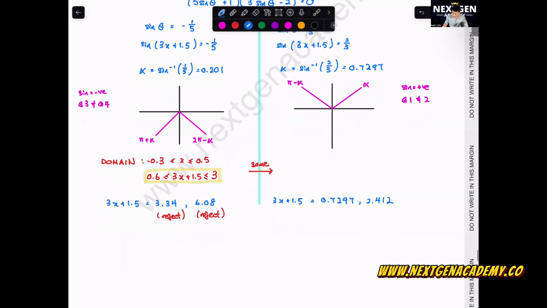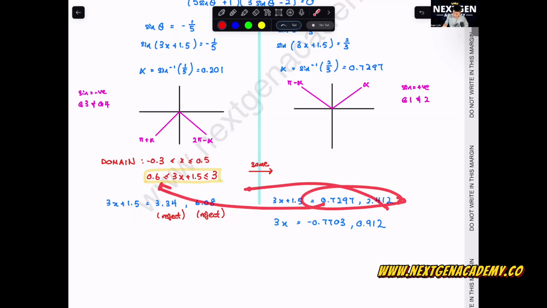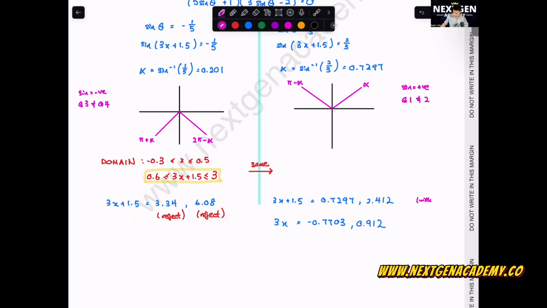To find the x value, you can do one step at a time. Minus 1.5 from both. 0.7297 minus 1.5, we get minus 0.7703. 2.412 minus 1.5 is 0.912. Oh yeah, sorry, I didn't check this one. Is it within the domain? 0.7297 and 2.412 are within, right? So both of these are within the domain. You can write here, within domain.